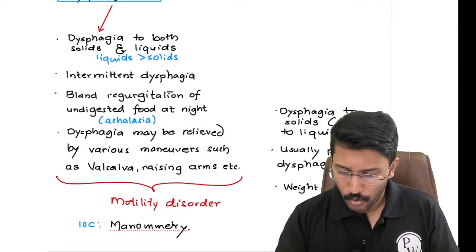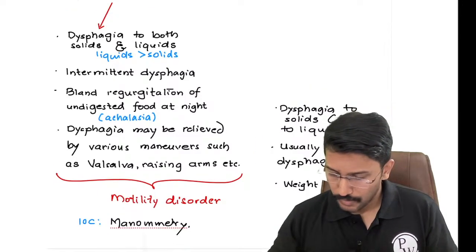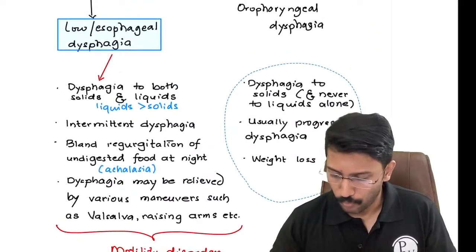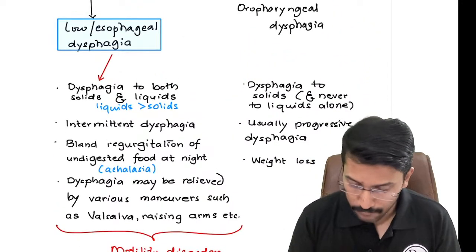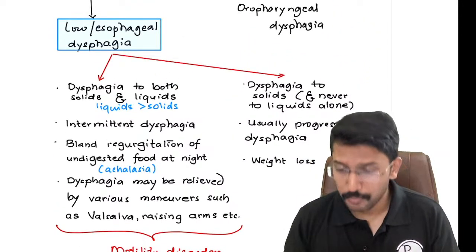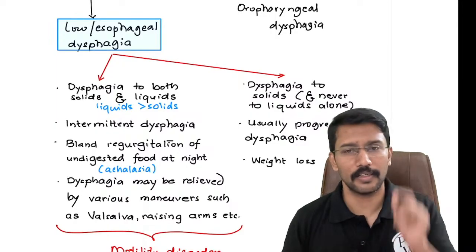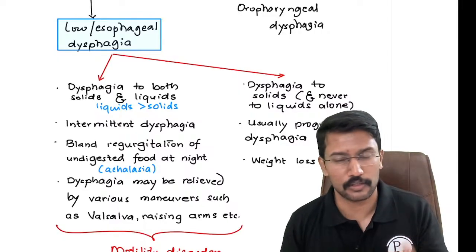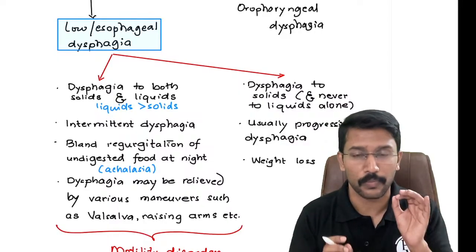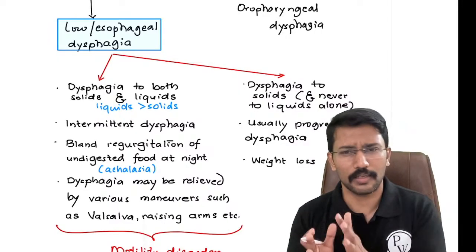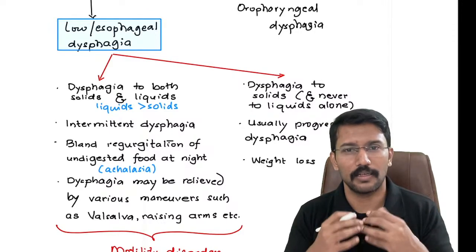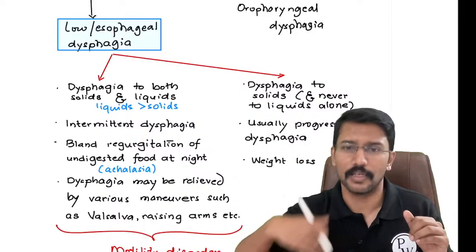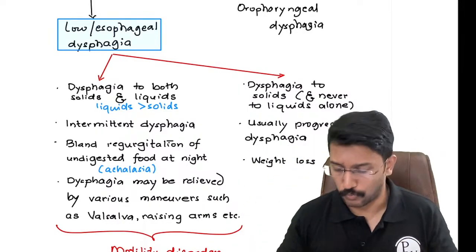Okay. On the other hand, if a patient has dysphagia to solids more than liquids and never to liquids alone, right? If a patient presents with dysphagia only to liquids, it is almost always because of a motility disorder. Achalasia cardia, nutcracker esophagus, diffuse esophageal spasm, those will be your differential diagnosis. But on the other hand, you have a patient who has dysphagia predominantly to solids, or it started with solids and later, maybe in advanced cases, it started affecting the liquids also, right?